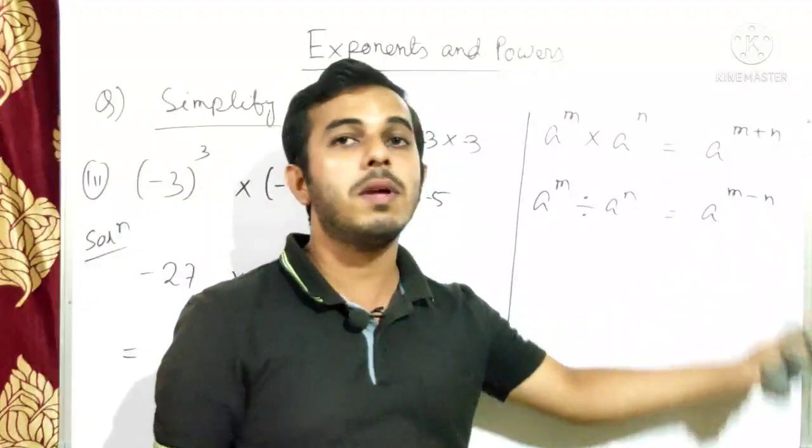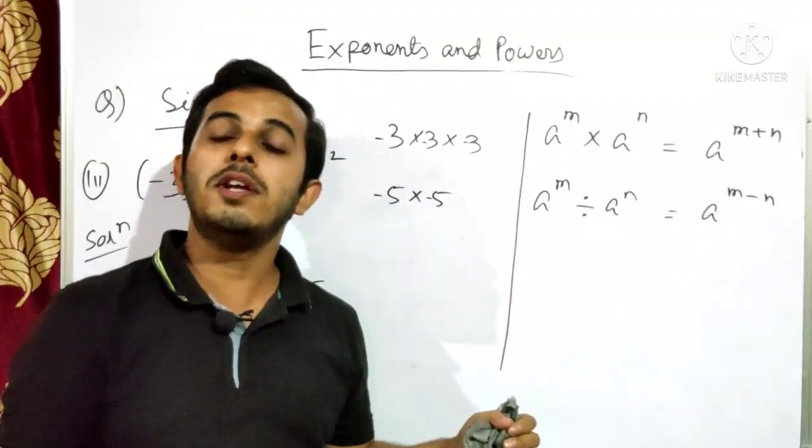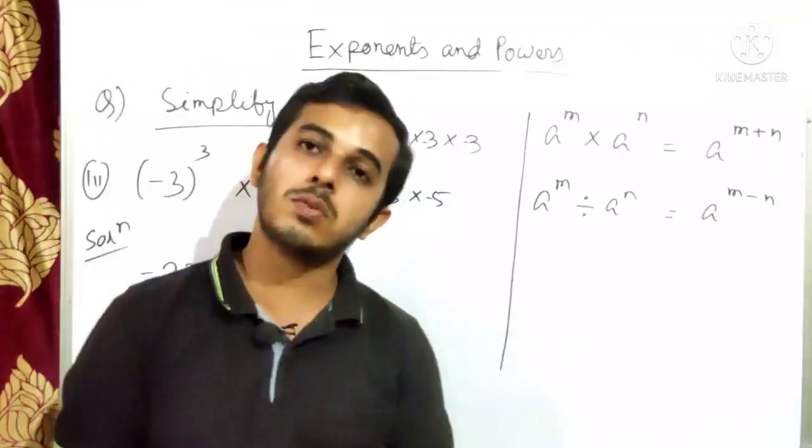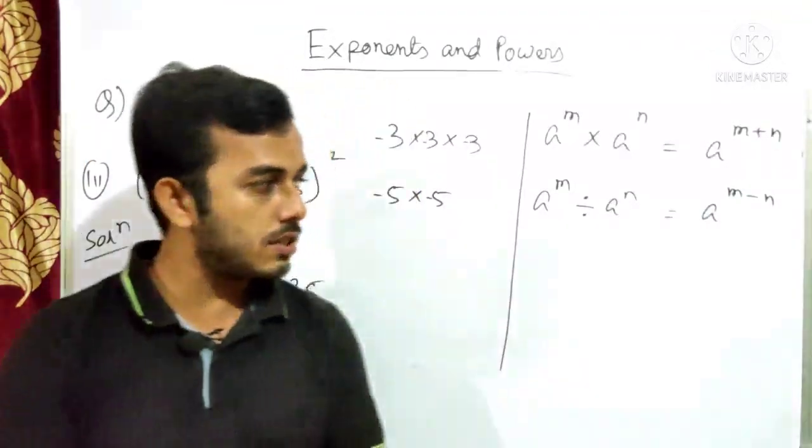But in case of divide, we have subtracted, because repeated addition is multiplication, and repeated division is what? Subtraction. Clear, isn't it? Okay.